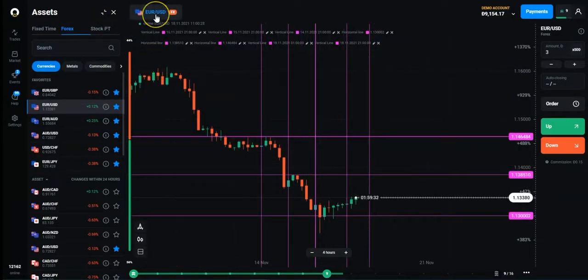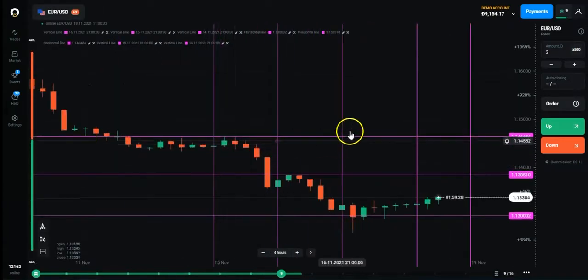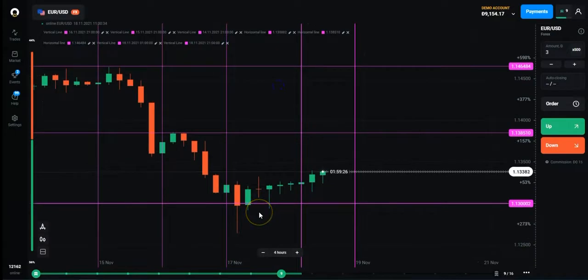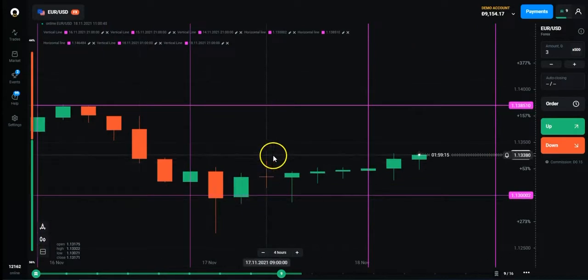So first of all, let's just go through an update on yesterday's commentary. Yesterday was talking about going up on the euro dollar, looking for a potential reversal trade. And what we were looking at is the reversal in this area.